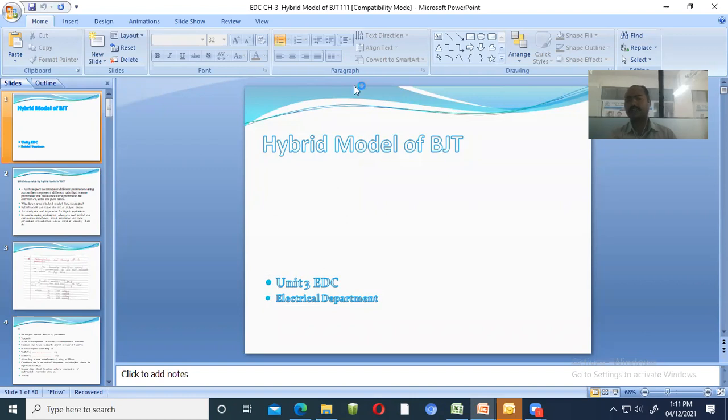But in case of your BJT, we should discuss some parameters. We have seen the parameters of the BJT. Some parameters are voltage, some are current, some are resistance, some are impedance, or some are admittance. All the things with respect to your BJT are different. It is not the same.